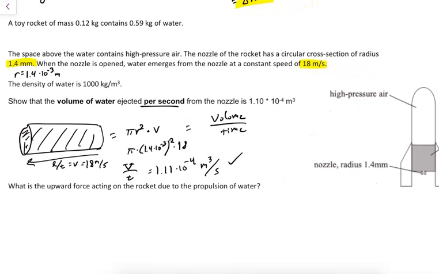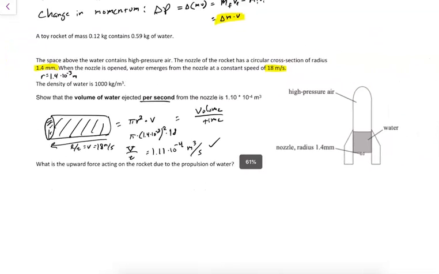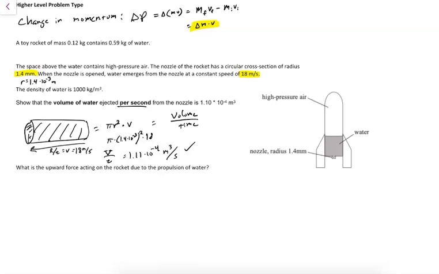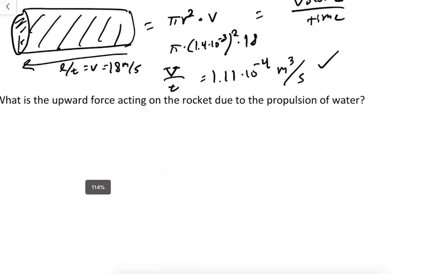Okay, so what is the upward force acting on the rocket due to the propulsion of water? So we said, well, the upward propulsion is going to be dependent on how much mass we're pushing out. So we need to not just find volume per unit time that's pushing out, we need to find mass per unit time that's pushing out. So let's just do that first, and let's see how we can use that in our equation.